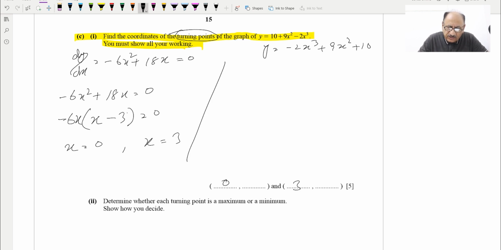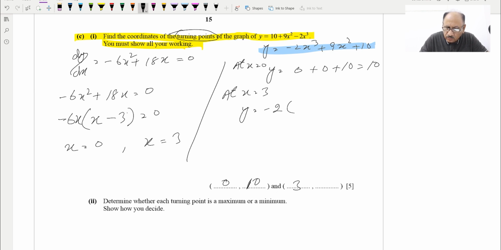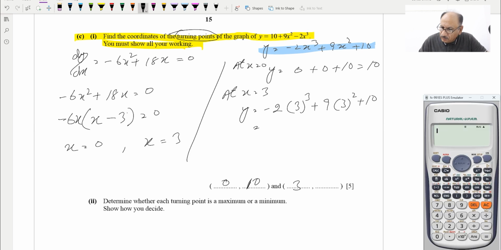Now we will be replacing in this equation. In this equation we will be replacing x is equal to 0. So at x is equal to 0, y will be equal to 0 plus 0 plus 10, so this is equal to 10. And at x is equal to 3, we can calculate y will be equal to minus 2 into 3 cube plus 9 into 3 square plus 10, and the calculator will help us to find the value.